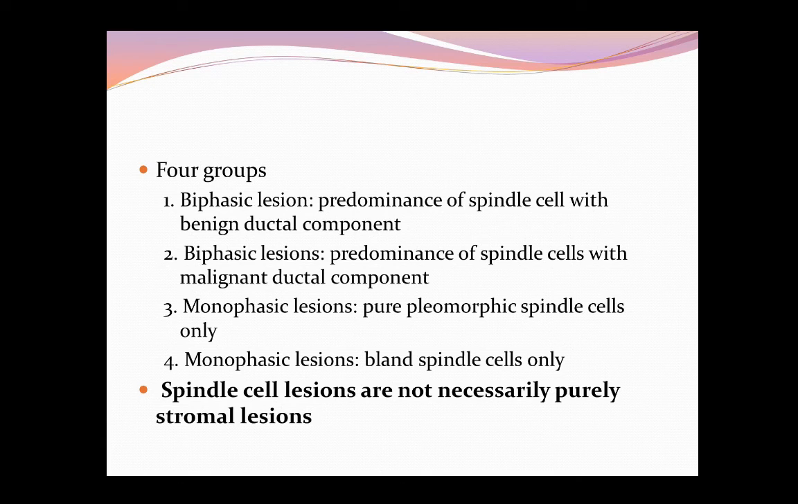Second is biphasic lesions with predominance of spindle cells with a malignant ductal component. The main differential diagnosis here is metaplastic carcinoma. Third, monophasic lesions, which consist of purely pleomorphic spindle cells, are mostly monophasic high-grade metaplastic carcinomas, but this also includes other sarcomas like angiosarcoma, MFH, and other high-grade sarcomas. And the fourth category is monophasic lesions that have bland spindle cells only. These include fibromatosis-like metaplastic carcinoma, and unusual conditions to keep in mind like DFSP, which can occur in skin, and so it can occur in the breast skin.